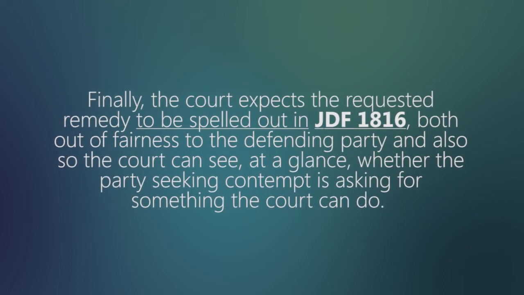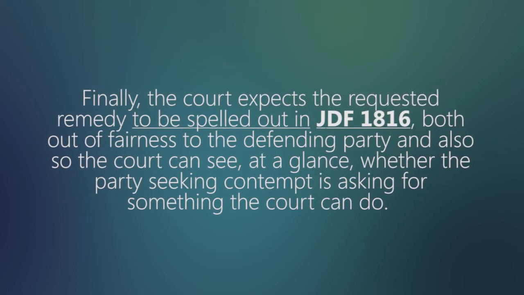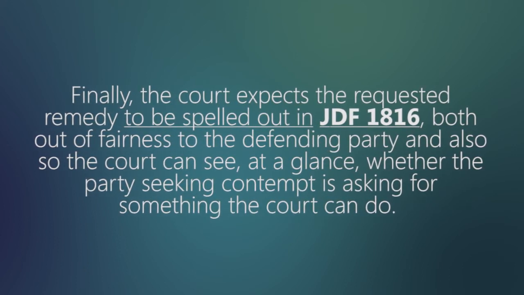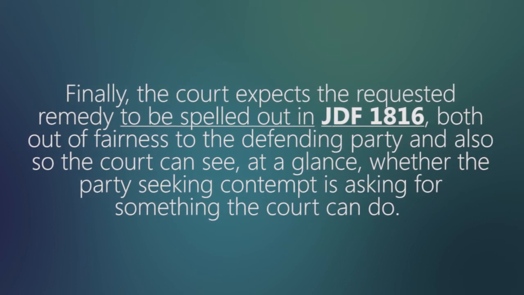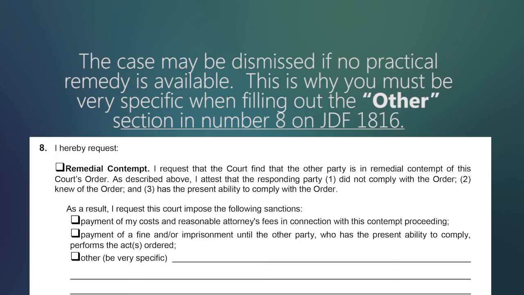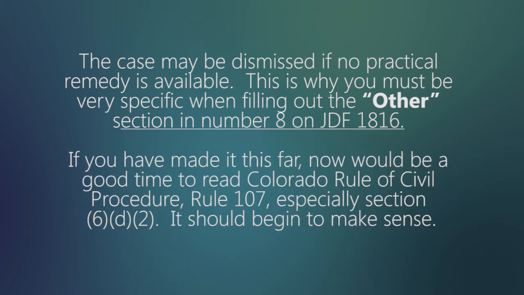Finally, the court expects the requested remedy to be spelled out in JDF 1816, both out of fairness to the defending party and also so that the court can see at a glance whether the party seeking contempt is asking for something the court can do. The case may be dismissed if no practical remedy is available. This is why you must be very specific when filling out the other section in number 8 on JDF 1816. If you have made it this far, now would be a good time to read Colorado Rule of Civil Procedure Rule 107, especially section 6D2. It should begin to make sense.